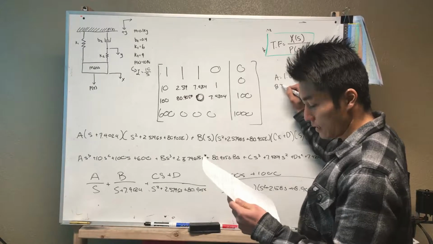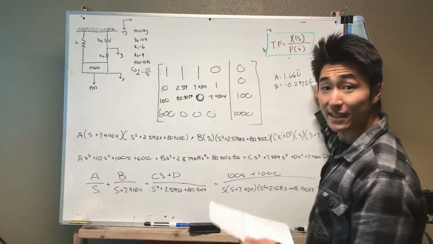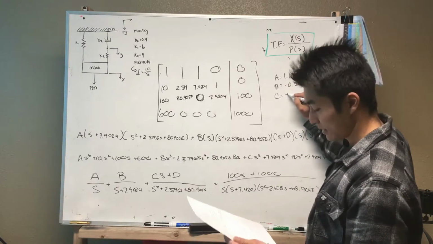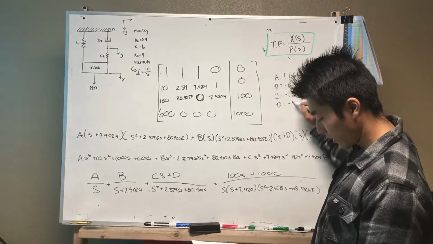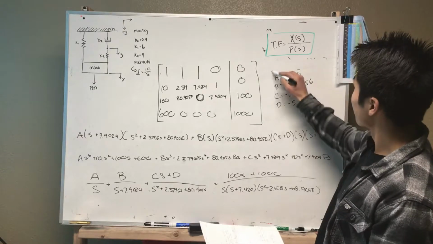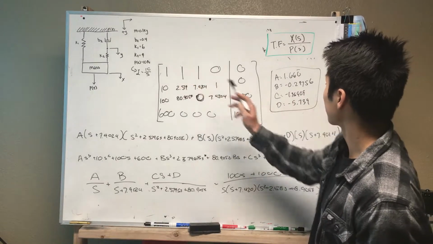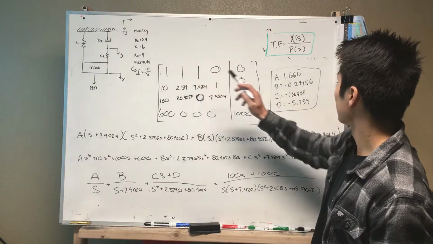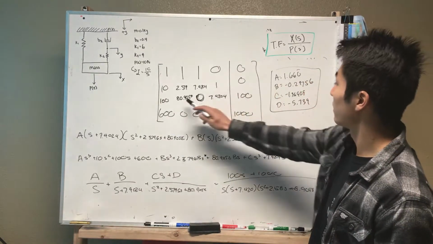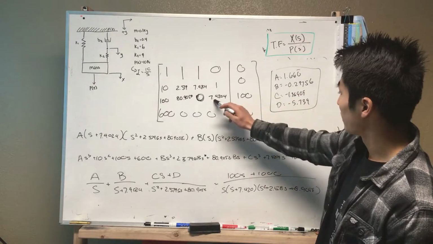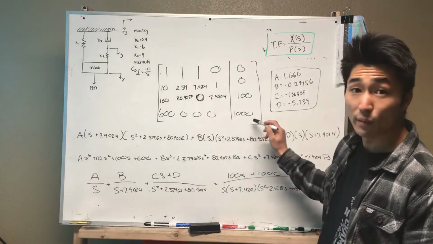1.666, B is negative 0.29756, C became negative 1.36909, and D became negative 5.739. And you could check if these answers are correct by doing 1.66 minus 0.9675 minus 1.3909 should be 0, and then when you do 100 times that, 80 times that, 0 times that times that should be 100, and then that times 600 should be 1000.